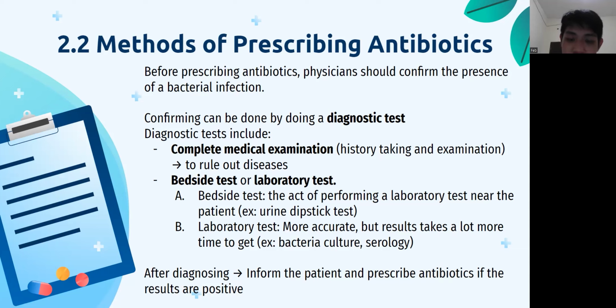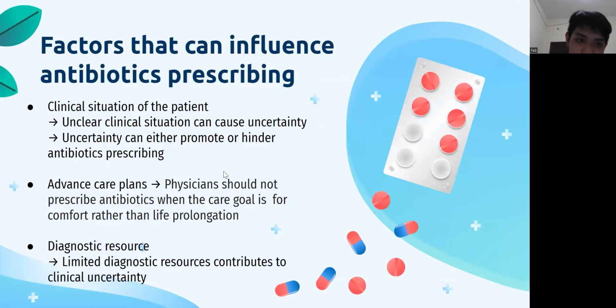Examples of this is the urine dipstick test. Laboratory test, on the other hand, is more accurate, but the results take a lot more time to get. Examples of laboratory tests are bacterial culture and serology. After diagnosing the patient, the physician should inform the patient and prescribe antibiotics if the results are positive.